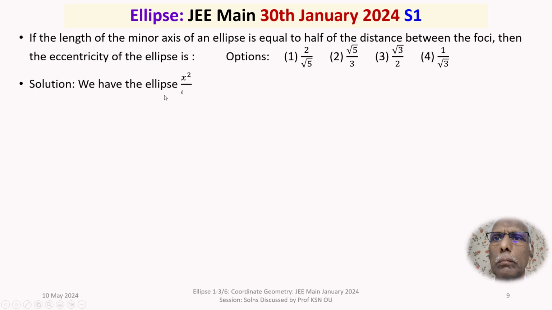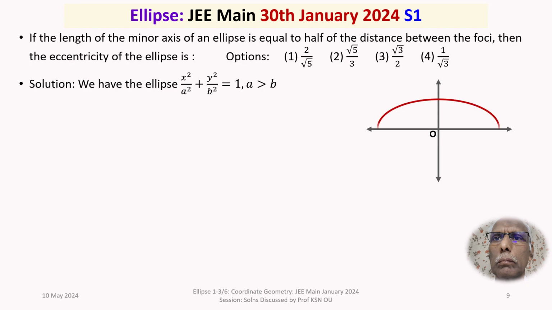We have the ellipse x square by a square plus y square by b square is equal to 1, and a greater than b. Without loss of generality, we have taken like that. And that's our x-axis, y-axis, the origin, and our ellipse is here. Its equation is taken like this.